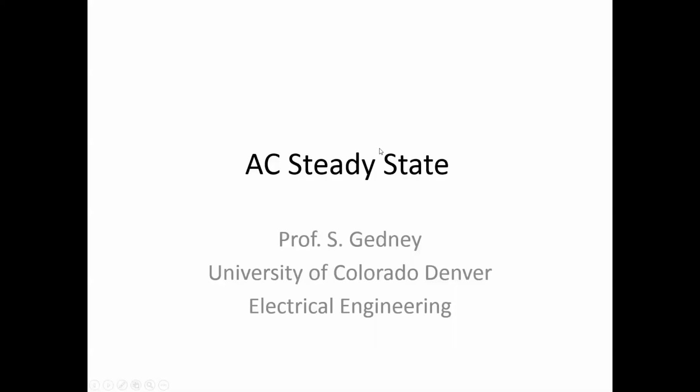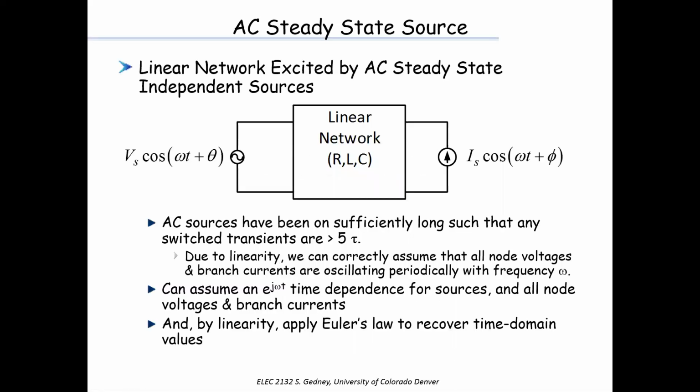This lecture is on AC steady state analysis of circuits. Let's say I have a linear circuit excited by AC steady state independent sources. For example, I have a voltage source, cosine omega t plus theta, and a current source of Is cosine omega t plus phi.